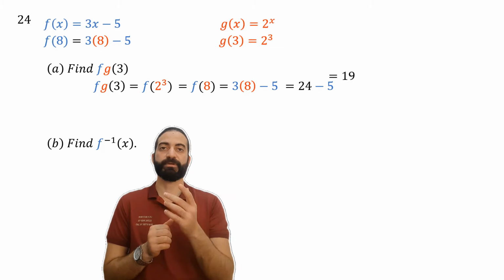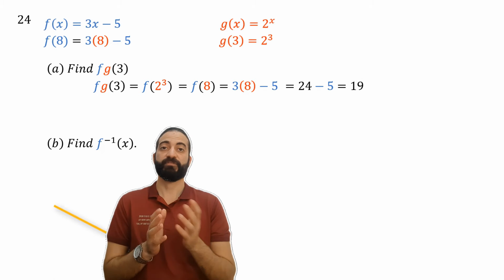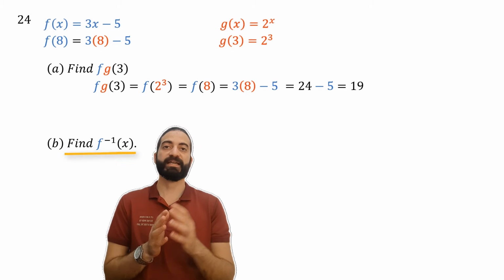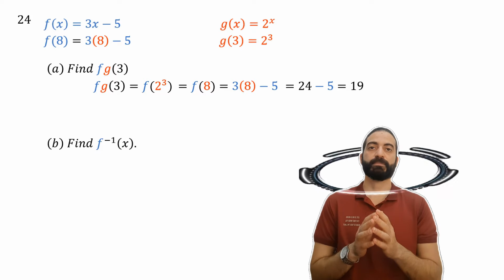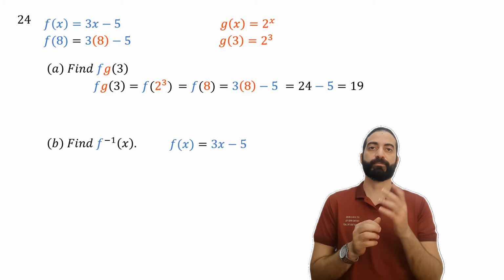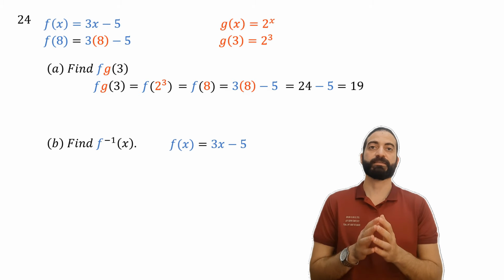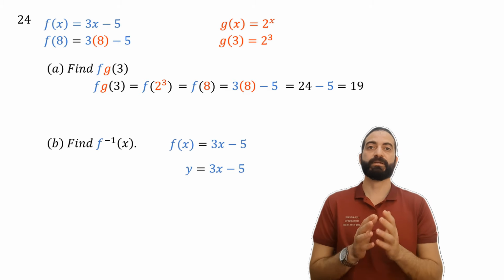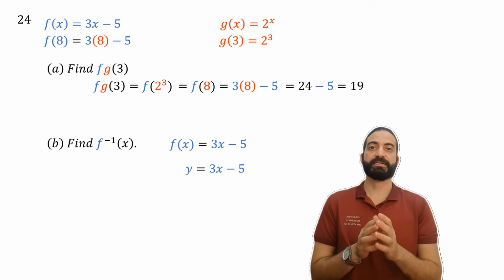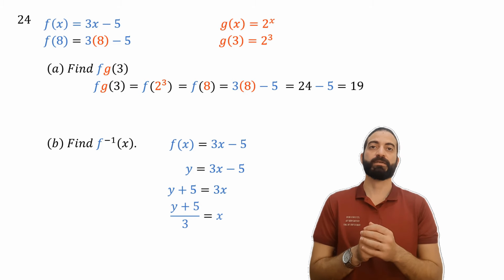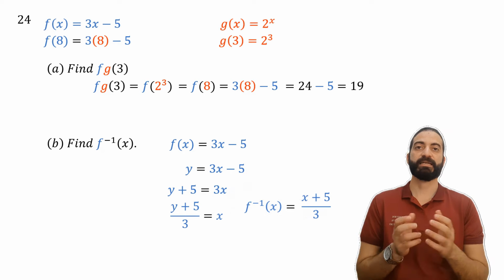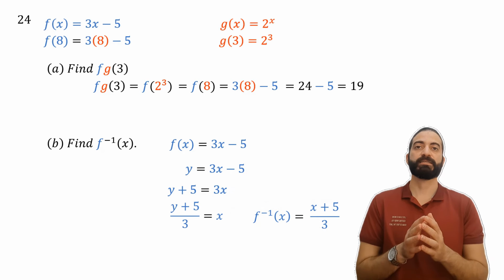We now move to part B. We are asked to find f inverse of x. When we are asked for f inverse of x, the first step we take is to replace f(x) with y. The second step is to make x the subject, so we get x in this way. Third step, in place of y we write x, and in place of x we write f inverse of x.